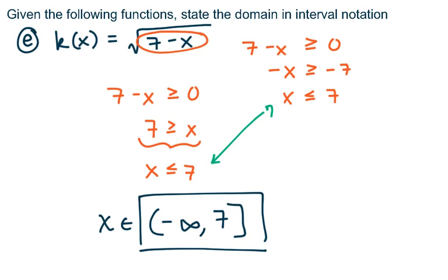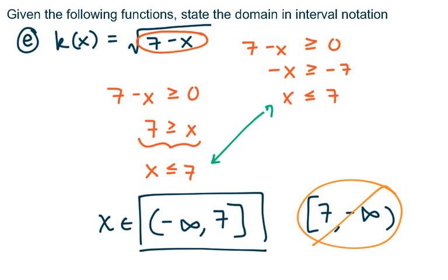One mistake I might expect to see a student make would be to write, well, this is from 7 to negative infinity. And remember, we said that with intervals, we always have to go least to greatest, left to right. 7 is bigger than negative infinity, so that would be incorrect.